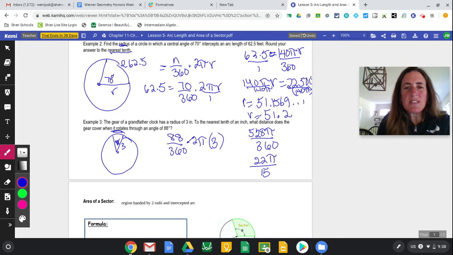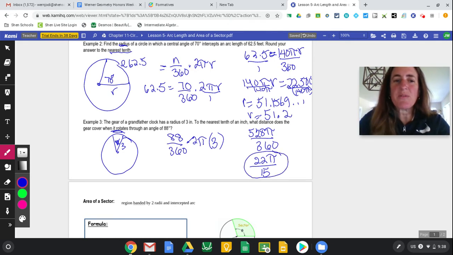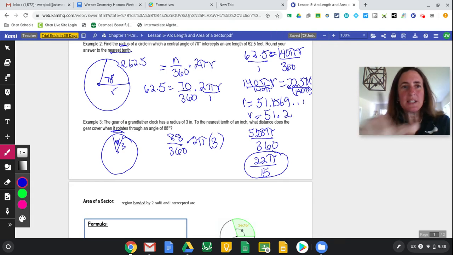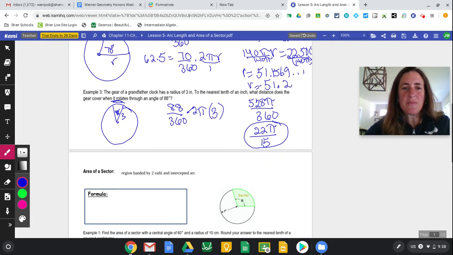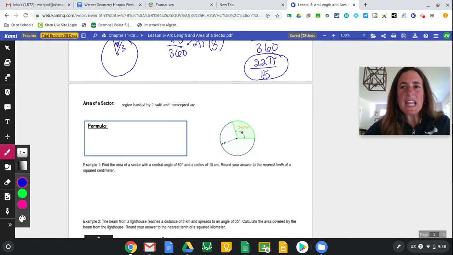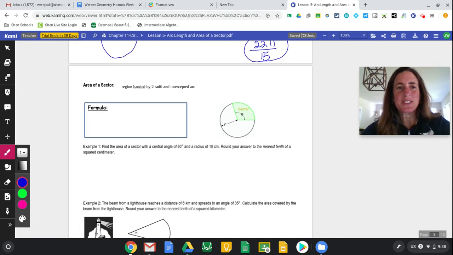So I'm going to leave this answer as an exact answer, they call it. And that would be my final answer. And that was your arc length. Okay. Let's talk about the area of a sector next.